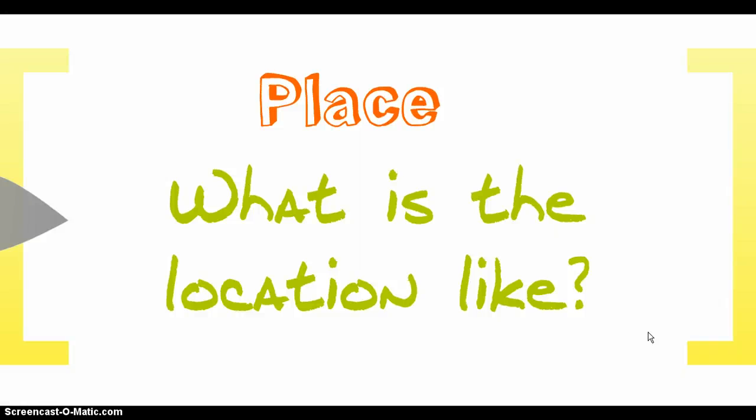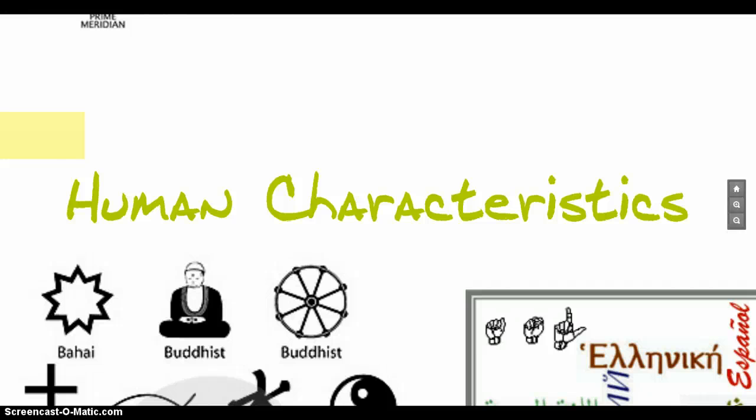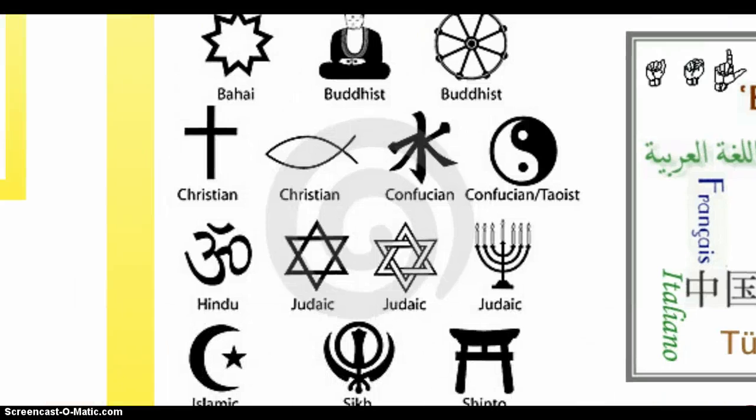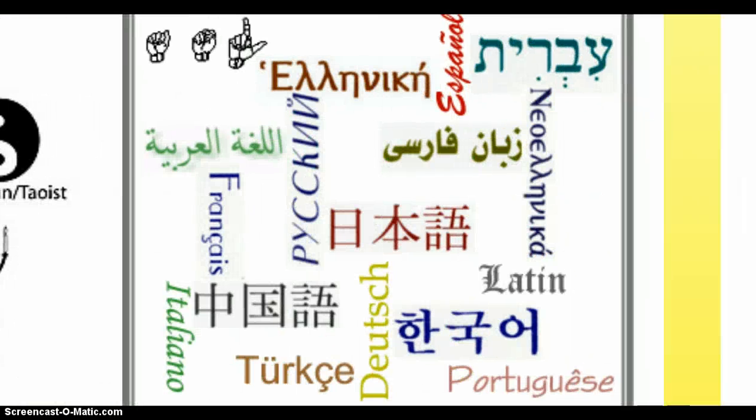Then we have place. Place tells us what a location is like, and there's 2 ways that we talk about place. The first way we talk about place is by talking about what the people in a place are like. Those are the human characteristics. And this could be anything people have in common. Some common human characteristics are religion and language. You should fill those in the blanks, like religion, language, and give one more example of your own of what people in a certain place might have in common.